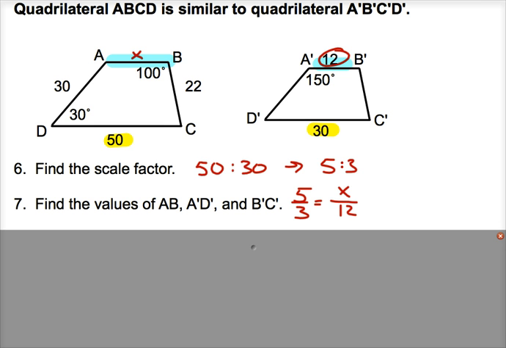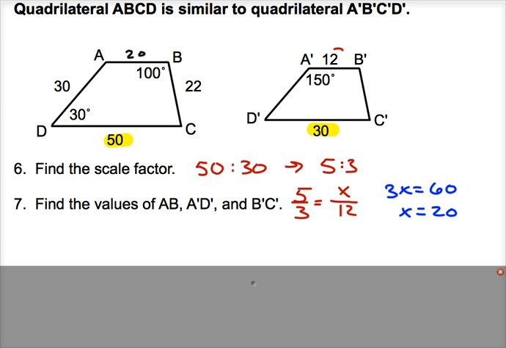So if I cross multiply, I get 3 times X is 3X. 5 times 12 is going to give me 60. Divide by 3, and X equals 20. So I now know the value for AB, it's going to be 20. And I can even fill it in up here.